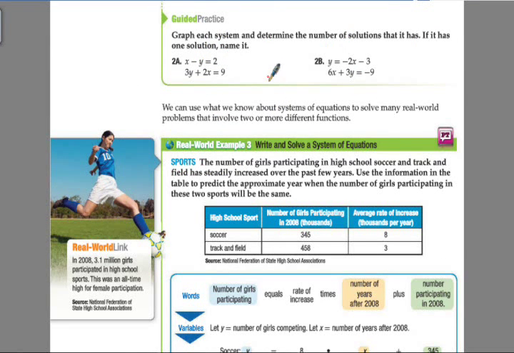So go ahead and take a second, grab some graph paper or sketch these. Go ahead and graph each, determine the number of solutions, and if it has a solution, go ahead and name it. Go ahead and pause the video here. Try 2A and 2B. Pause the video now.